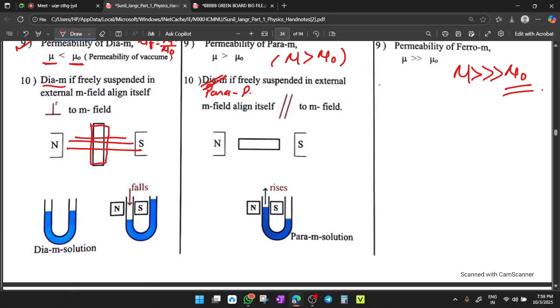Paramagnetic material freely suspended in an external magnetic field aligns itself parallel to the magnetic field. Like if there is a paramagnetic material, and you suspend this rod like this, then it will align itself in the direction of the magnetic field. This rod wants to propagate the maximum number of lines of force through it, but in a slow way. But if you place a rod of ferromagnetic material in the north south direction, it will align itself very quickly in the direction of the field.